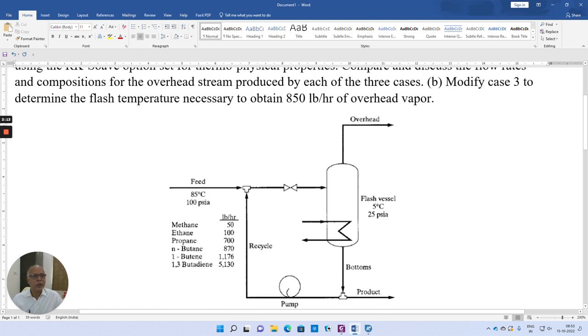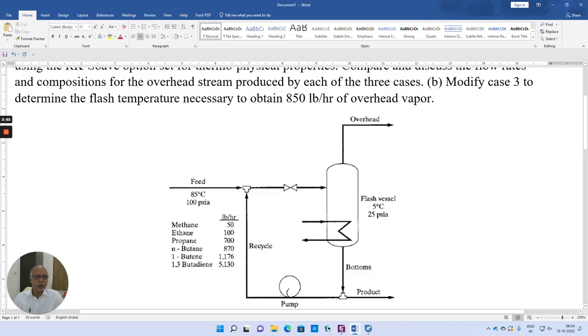So the moment you consider this problem, you can solve it in 2 or 3 different ways. We already know the total amount of feed, and we want to get 850 lb per hour of overhead vapor. So calculate 850 divided by the total flow rate. That will give you the fraction of vapor that we are interested in generating. We already know the pressure of the flash column. We want to calculate the temperature. So you can specify the pressure and the vapor fraction based on the ratio of the amount of vapor required to the amount of feed, so V by F.